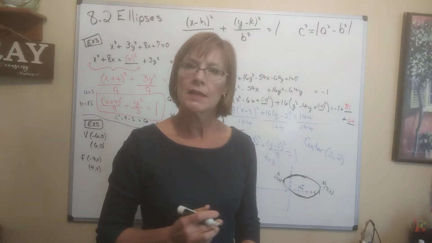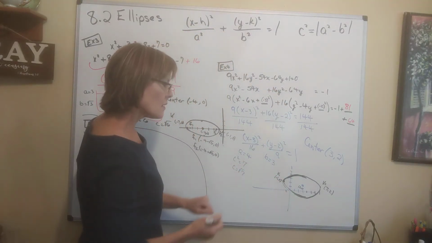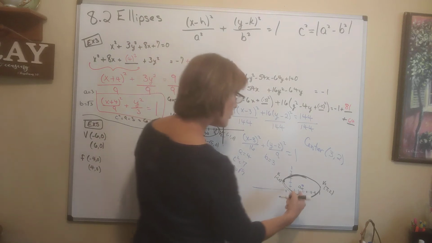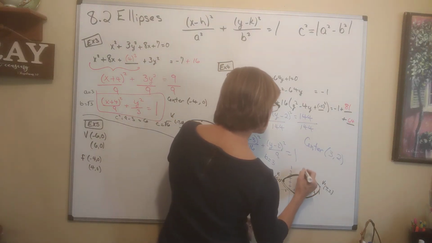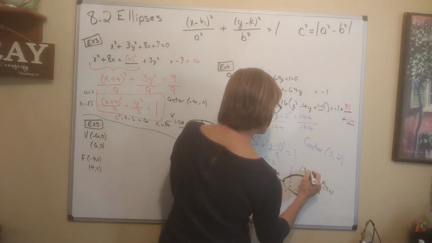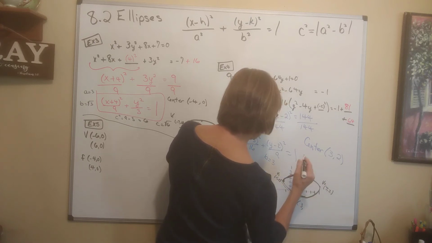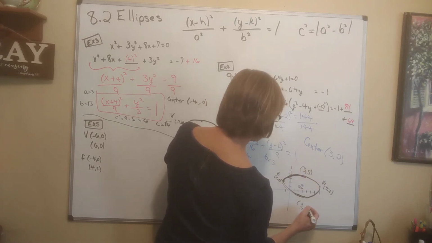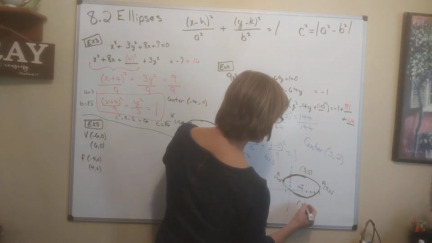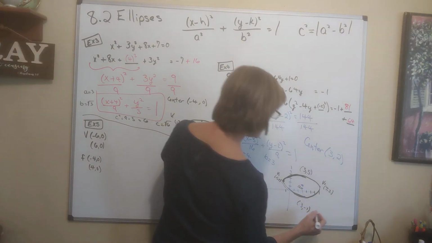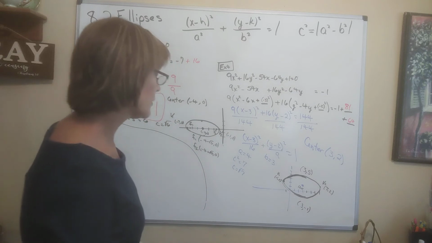Yes, and yes, I'm jealous. So this is our ellipse. If we wanted to label this point, I went up 3. So this is the point (3, 2 plus 3), which is (3, 5). This is the point (3, 2 minus 3), I'm sorry, (3, -1). There we go. Now the foci, where will the foci land?